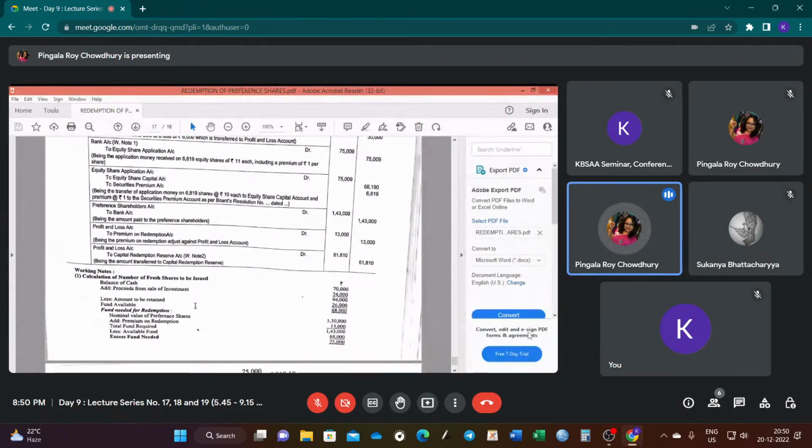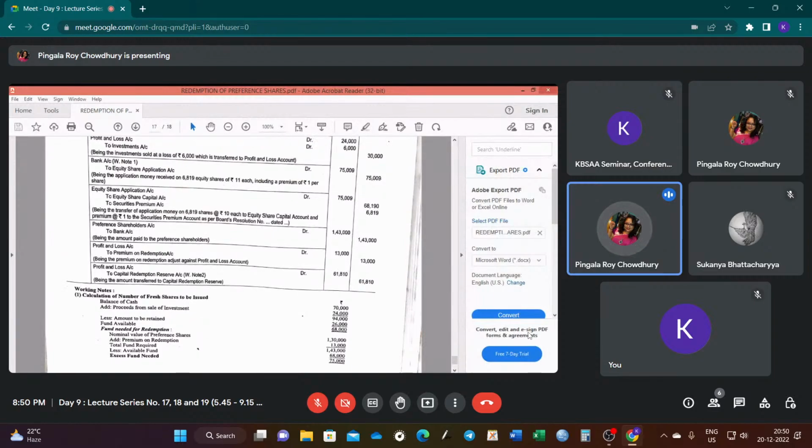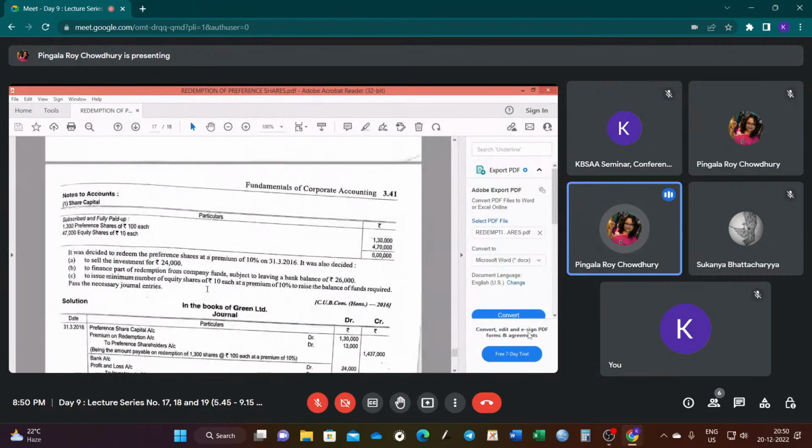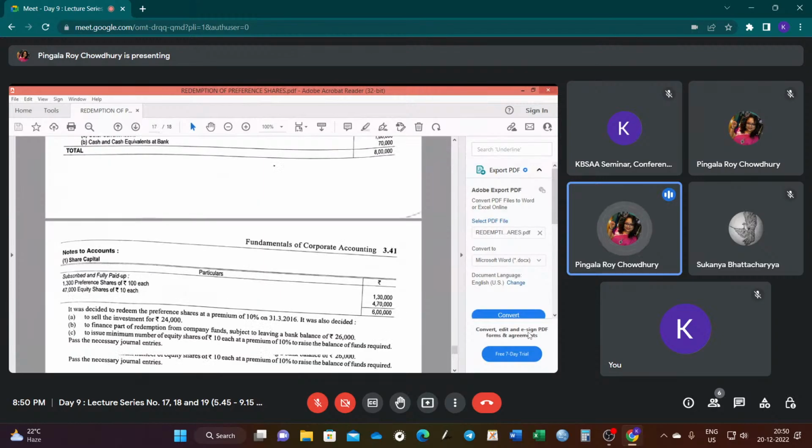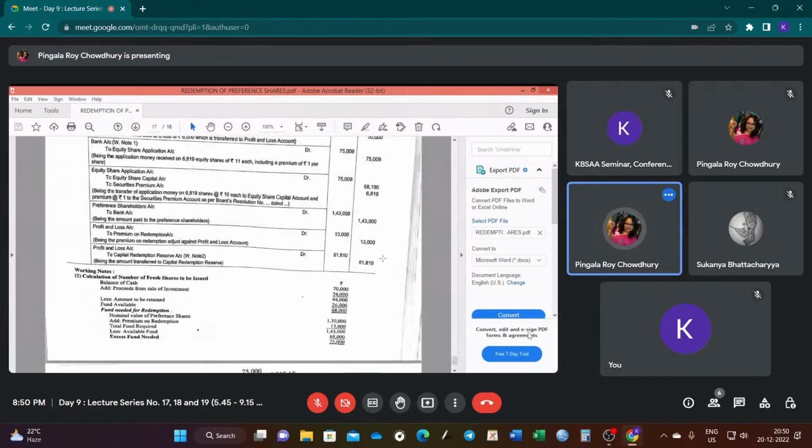See, the cash balance in your balance sheet, it has been mentioned over here that you have to finance part of redemption from company funds, but you have to leave a bank balance of rupees 26,000. Now, first we have to check what is the bank balance existing in the balance sheet as given. So the bank balance existing is rupees 70,000. Now, after 70,000, what has been the inflow and what has been the outflow? You need to check that.